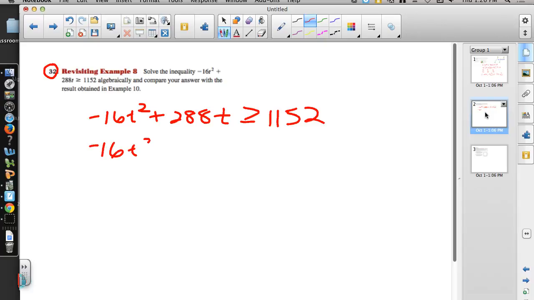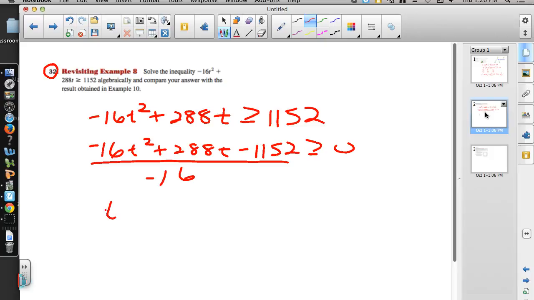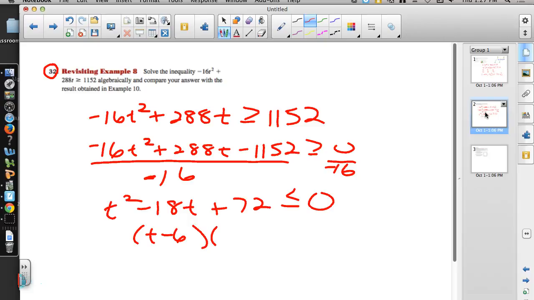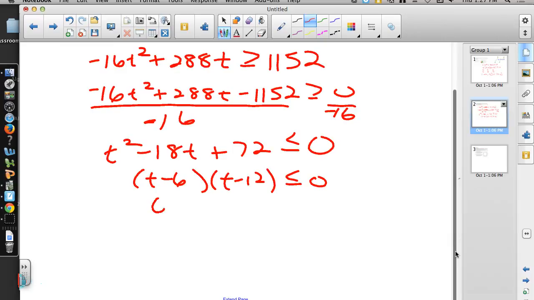I had negative 16t squared plus 288t, and then minus 1152 greater than or equal to 0. We divided the whole thing by negative 16: t squared minus 18t plus 72 less than or equal to 0. And that's because we're dividing by a negative 16, so we have to flip the sign. And then this will be (t minus 6)(t minus 12) less than or equal to 0. And then we found our zeros. I mean, that wasn't a problem at all. This was 6 and this was 12.